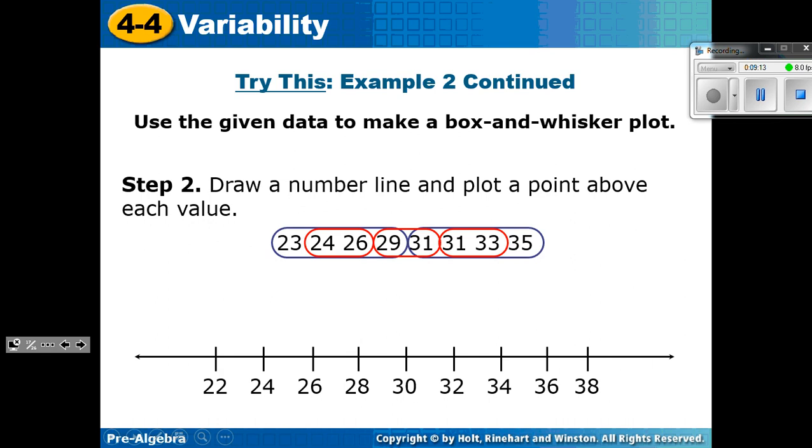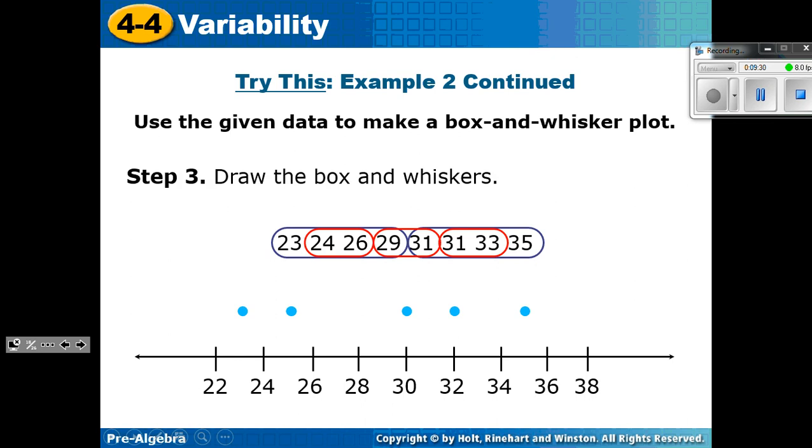Make your number line so it will work for numbers from 23 to 35. Plot those 5 values that we found. Low value, first quartile, median, third quartile, and the high value. Draw your box and whiskers.